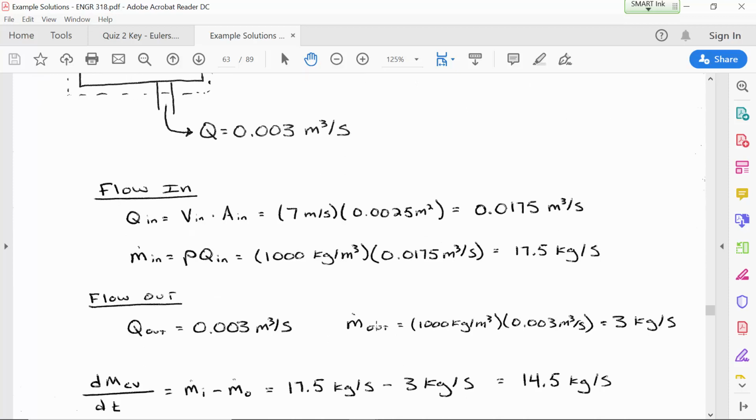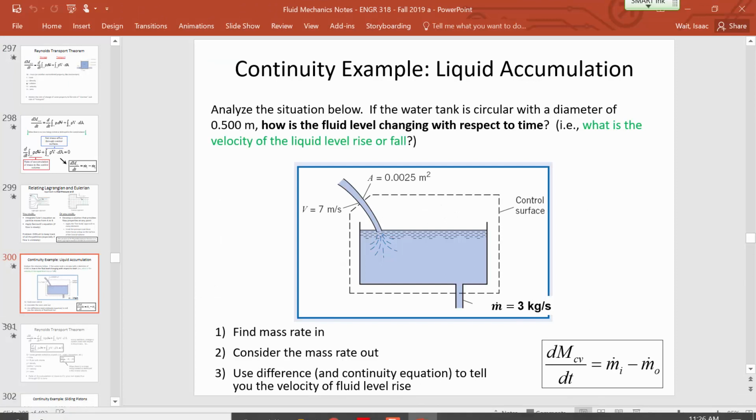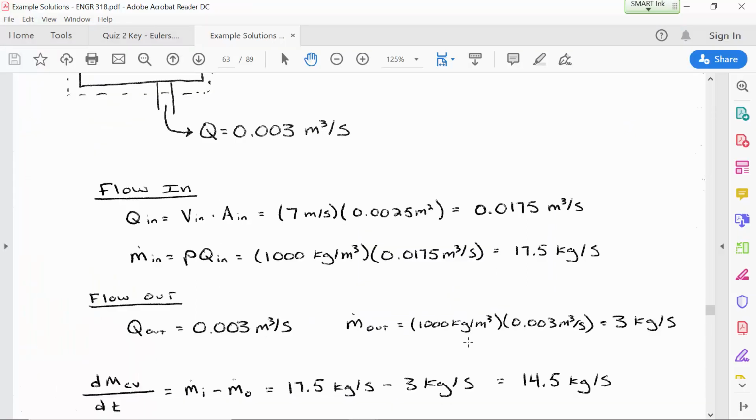And the flow out is 3 kilograms per second. I guess we know that directly. So the net difference between the two is that there's a positive accumulation of mass of 14.5 kilograms of water every second in the tank. If it's a really large diameter tank, then the water level is going to be rising slowly. Think about a swimming pool, how slowly the water level is rising because it has such a big cross-sectional area.